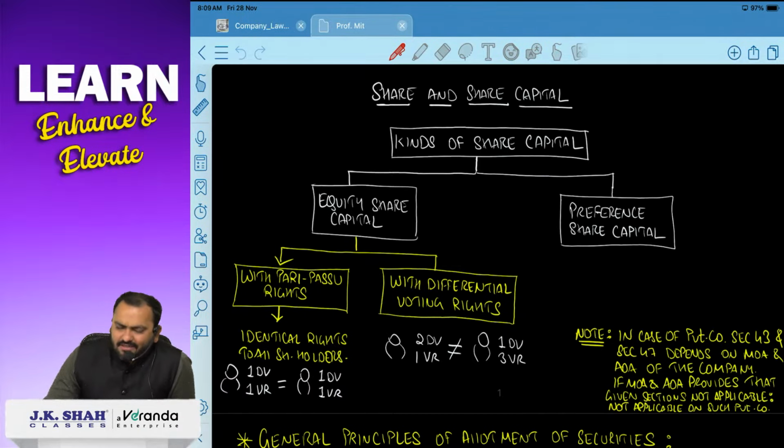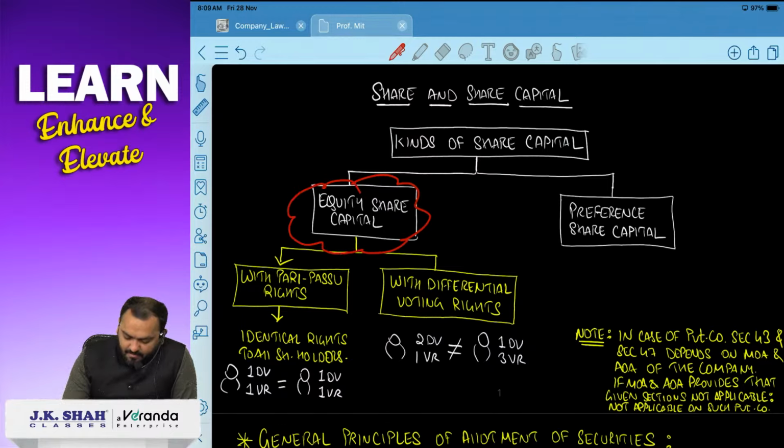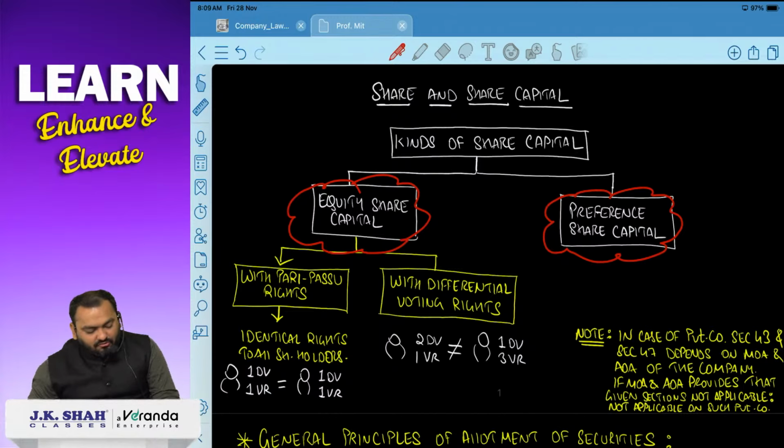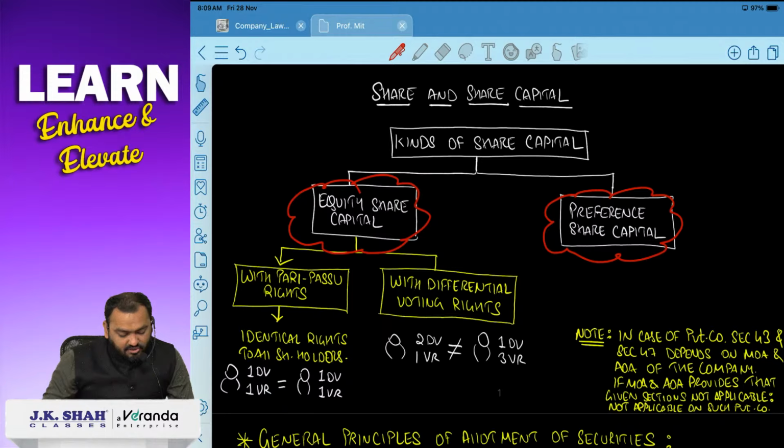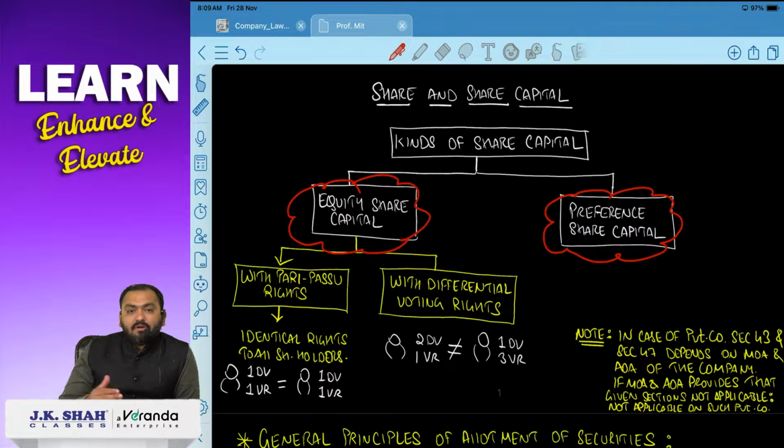And there are kinds of share capital. One is equity share capital, another is preference share capital. What is equity share capital? Capital which is raised by the issue of equity shares. Preference capital is capital which is raised by the issue of preference shares. Very simple. You know what preference shares are? The preference shareholders enjoy priority in two things: one is payment of dividend and second is repayment of capital, in both those things.